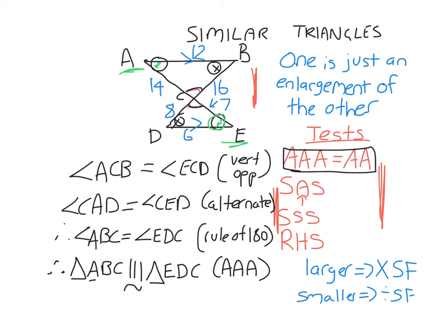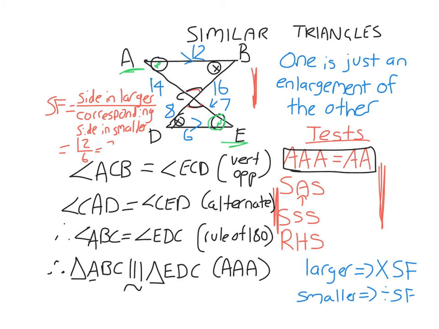If I haven't made it clear, the scale factor is, in this case, 12 divided by 6. So it's the side in the larger triangle divided by its corresponding side in the smaller triangle. That's why in this case it was 12 divided by 6, which is 2. If you said the scale factor was a half in this case, you wouldn't be wrong. I just always tell my students to stick to this larger triangle divided by smaller triangle, just so we can use this rule without any confusion.